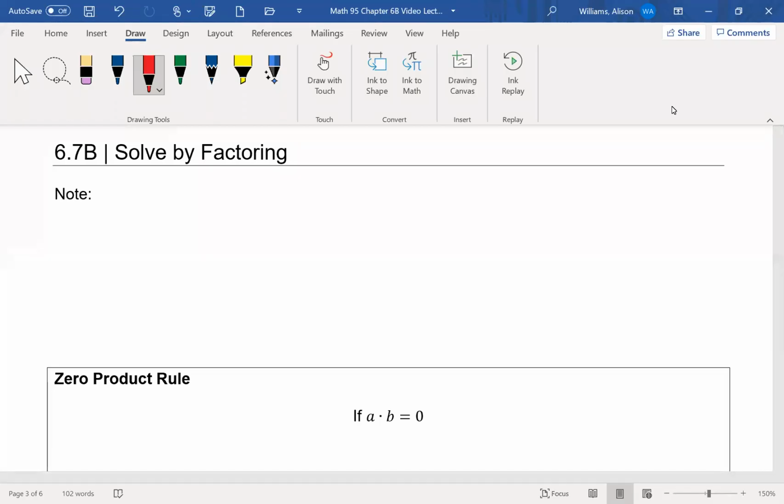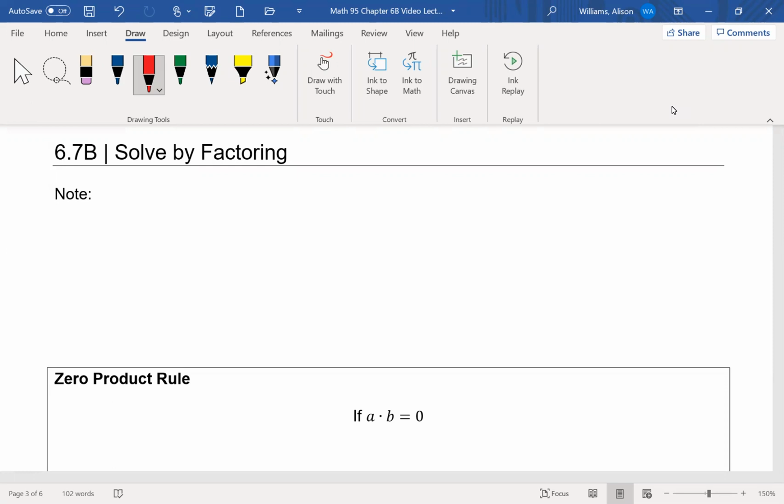In this video, we're going to solve by factoring. But before we do that, I want to pause and discuss something really important. I always like to discuss this in my algebra classes. We are, for the first time, doing algebra in this chapter. So I like to talk about what algebra is.